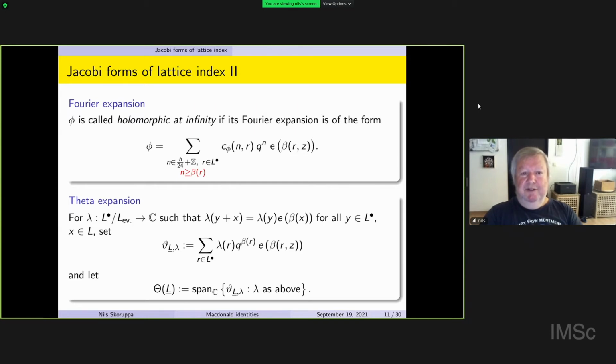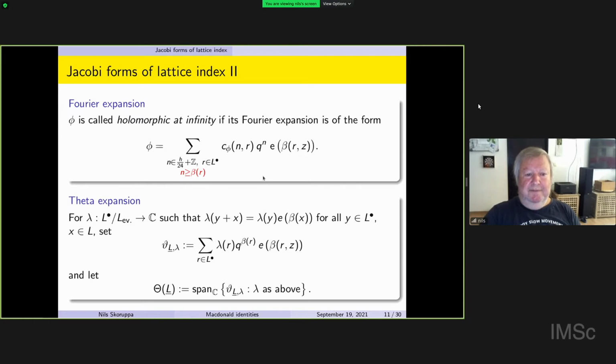And what we want is that the function phi is holomorphic at infinity, and that means that here in this Fourier expansion, we have that these Fourier coefficients vanish unless n is greater or equal to beta of r. So that is, of course, something which in general would not be fulfilled if you take a function which satisfies only these transformation laws. But we impose this also as a condition. It's a very natural condition in a sense, but also, again, I cannot discuss it here. Okay, so that is what we understand by a Jacobi form of lattice index.